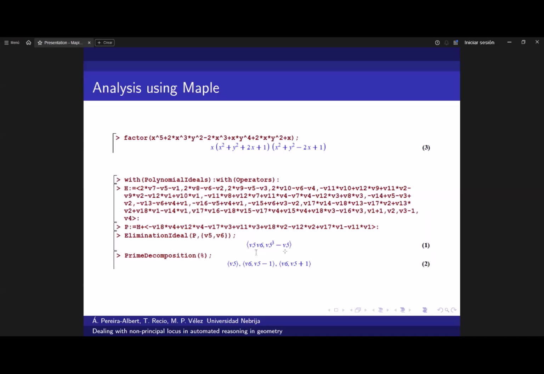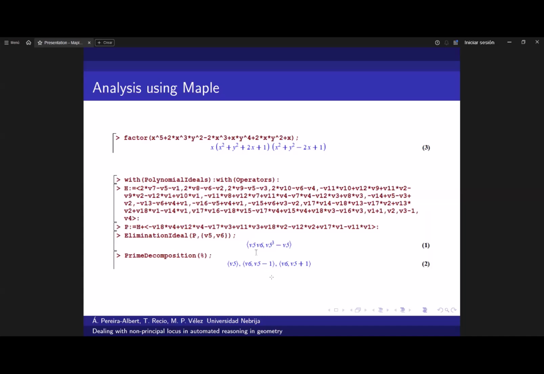And if we look for the prime decomposition of this ideal, we get that it has 3 components. One of them, v5 equals 0, so x equals 0, is the one that we wanted, and the other 2 are actually 2 degenerate points. This is the condition that A equals C, so we wouldn't have a triangle because 2 points would be equal. And this is the condition that B equals C, so again, we wouldn't have a triangle. So these are 2 degenerate components.